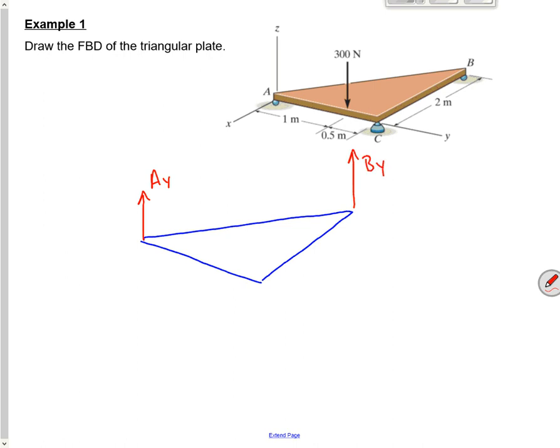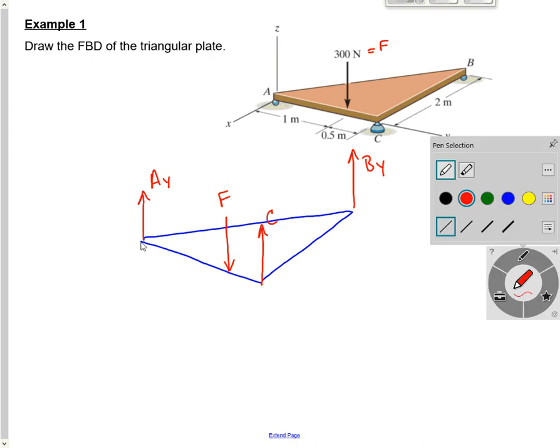All right, I've got an applied load over here. That's my force F. And then it's C. C looks to me like a ball and socket. So I would say it's got a force pointing this way. I labeled every one of those wrong, didn't I? Everything I labeled Y should be a Z. So let's just go back and change that. This is why you don't scribble all over your picture.